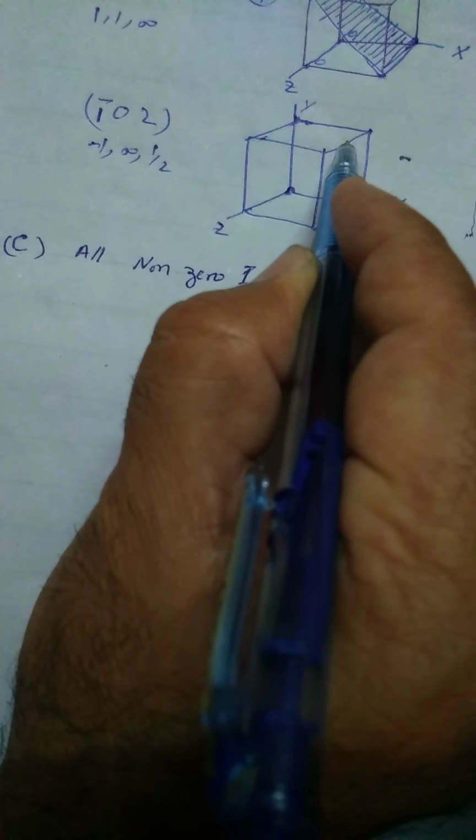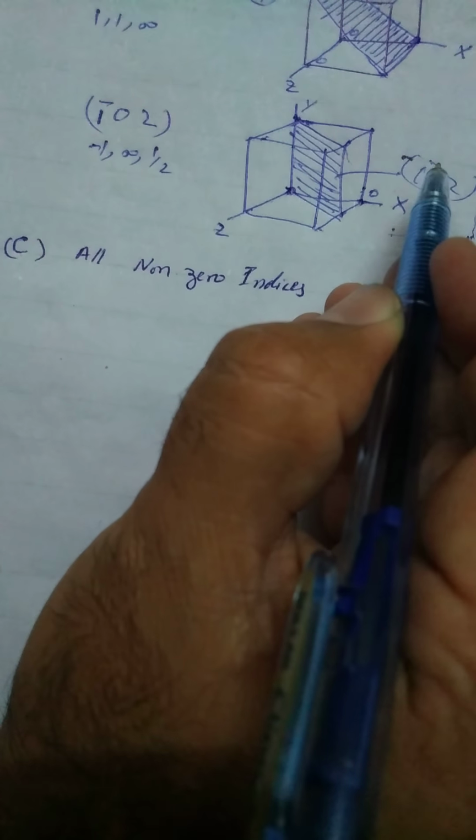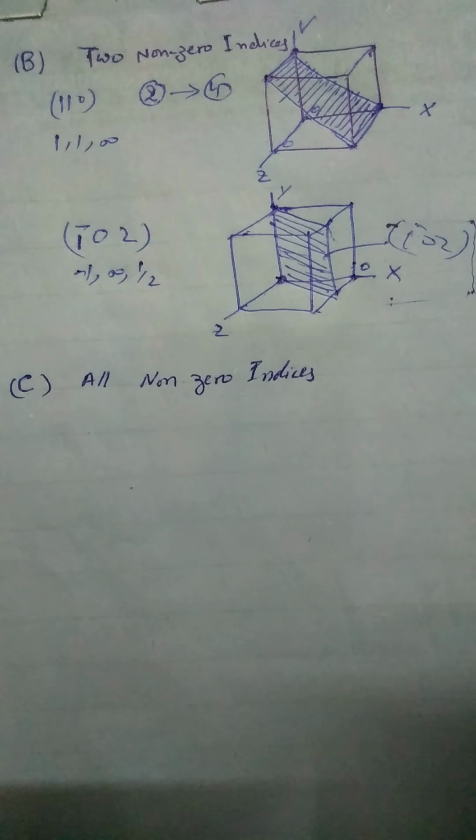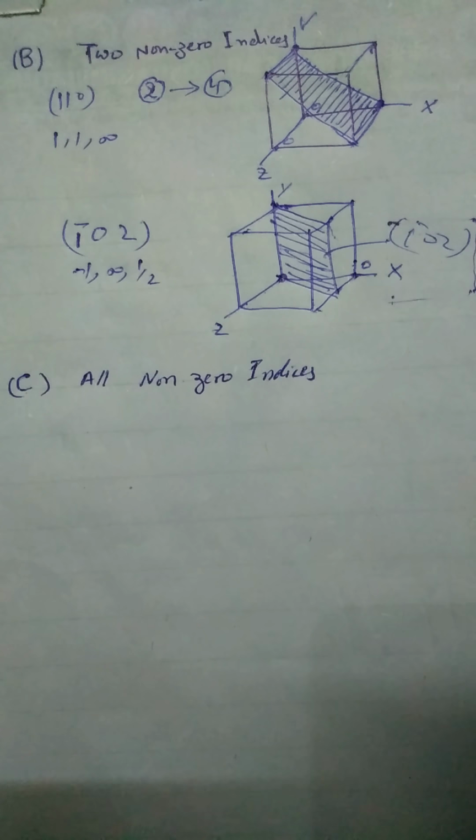If we take this origin, then this will be the point and this will be the half along the positive z-axis and -1 along the x-axis. Then we connect these points in such a way. This is actually representing the 1 bar 0 2 plane. Therefore we can say that if there are two non-zero indices, then we have to find two possible origins, and finally we will get the 4 points.